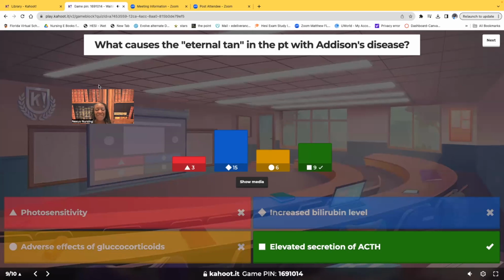All right, so 15 of you chose increased bilirubin level. No, right? If it increased bilirubin level, this patient would be looking more jaundiced instead of tan. So that's incorrect. The correct answer is elevated secretion of ACTH, which is adrenal corticotropic hormone. Now, one of the things that ACTH does, it increases melanocyte production. Melanin, yeah. So with that increased melanin, it gives that darker complexion. It gives that eternal tan look.